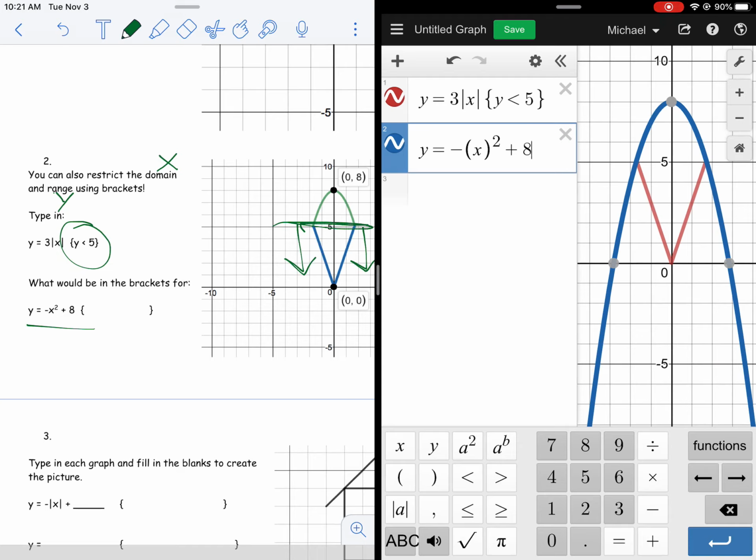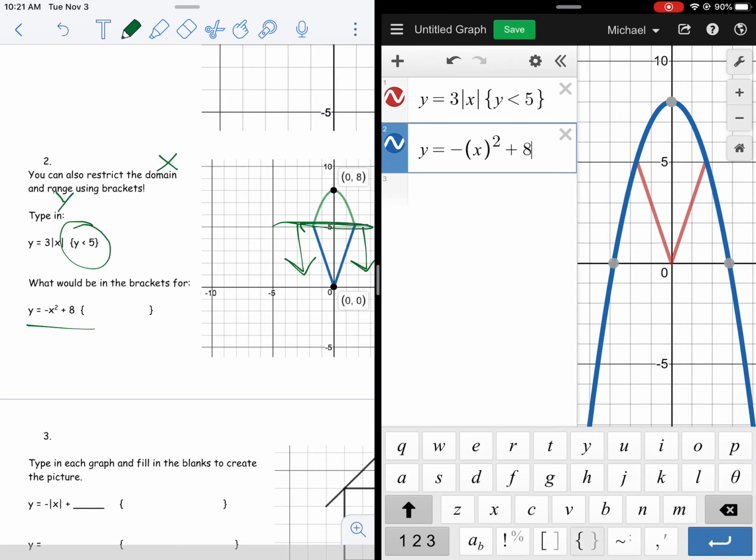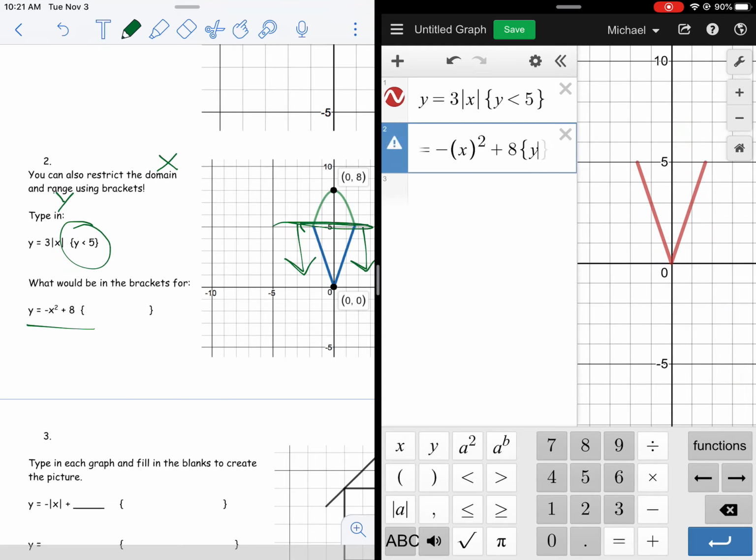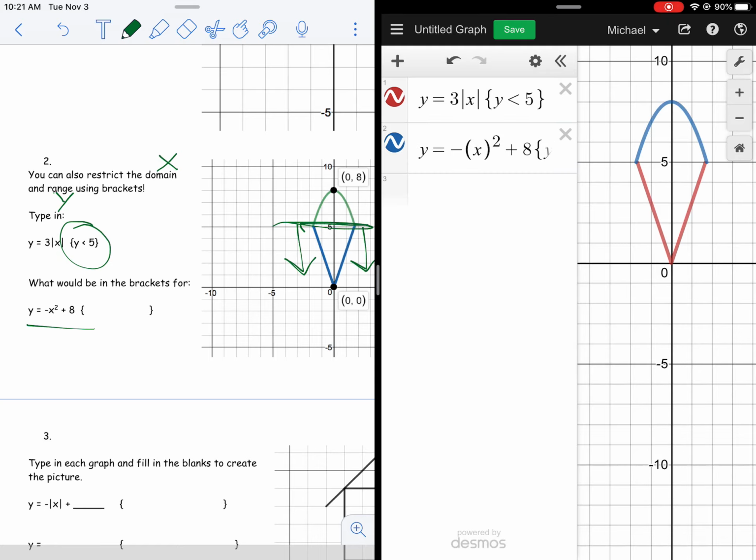So do I want to keep everything below 5 or above 5? Hopefully you said above. So I do my squiggly bracket. I want everything to be above. So I'm going to do y is greater than 5. Like that. There's my ice cream cone.